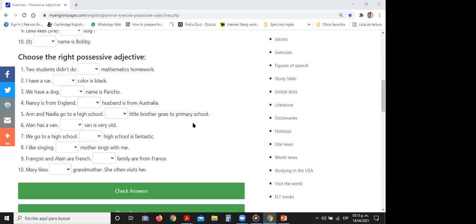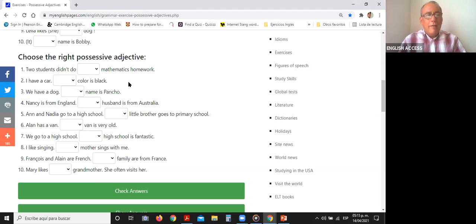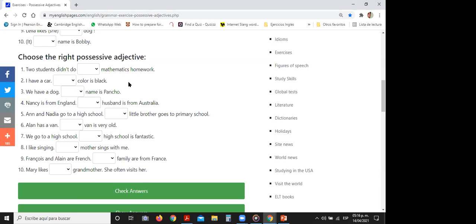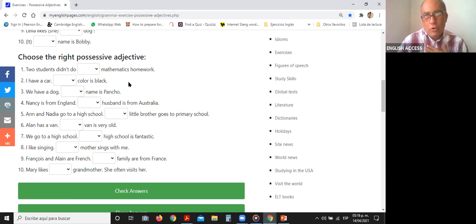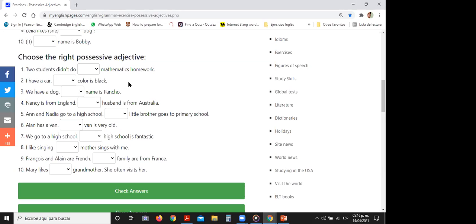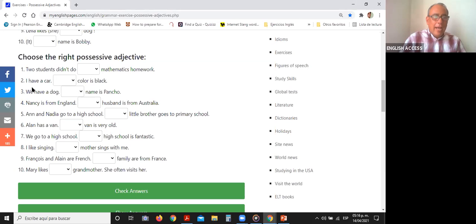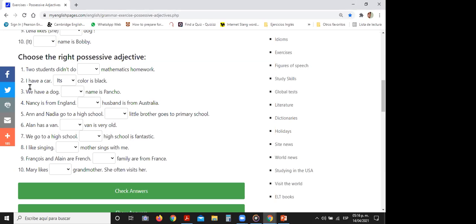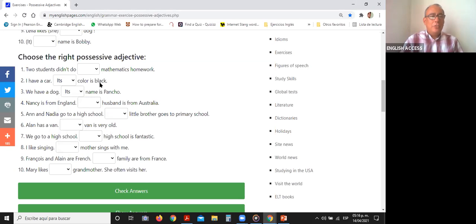Teacher, en la pregunta número 2 dice I have a car. Ajá. I have a car. Y yo dice my color. Pero no es el, sería color tuyo, ¿verdad? El color del carro. Exactly, belongs to the car. I have a car. The car is black, so is its color. Su color es negro. ¿El color de quién? El carro. Its color is black. Y en el 3, we have a dog. Its name is Pancho. It's también, ¿verdad? Its name is Pancho.